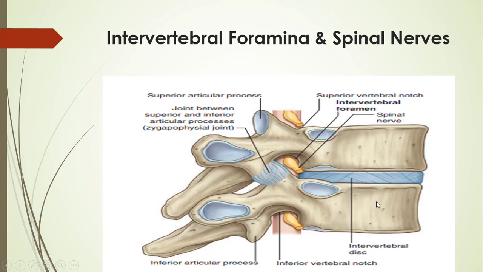Now, any pathology that occludes or reduces the size of this foramen, such as bone loss, or herniation of the disc, or dislocation of the zygapophyseal joint, can affect the function of the associated spinal nerve. Bone loss, herniation of the disc, and any dislocation of the joint.